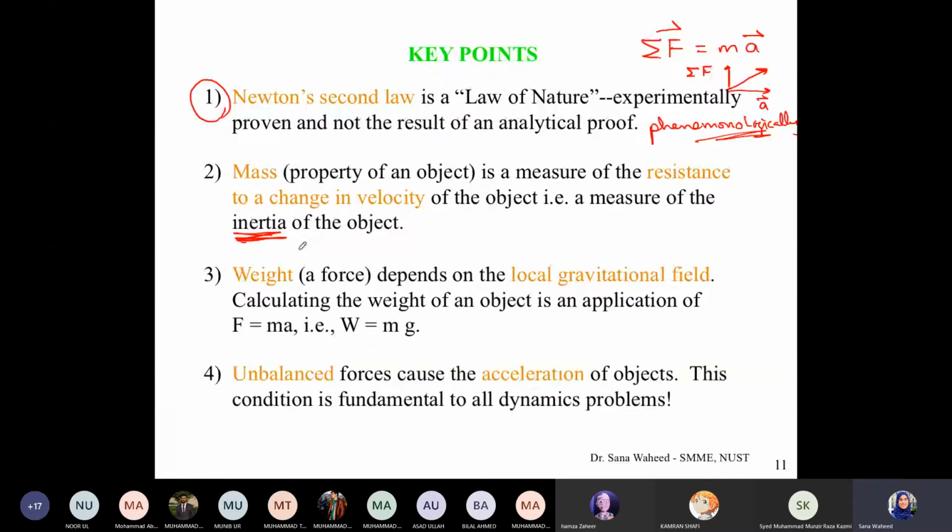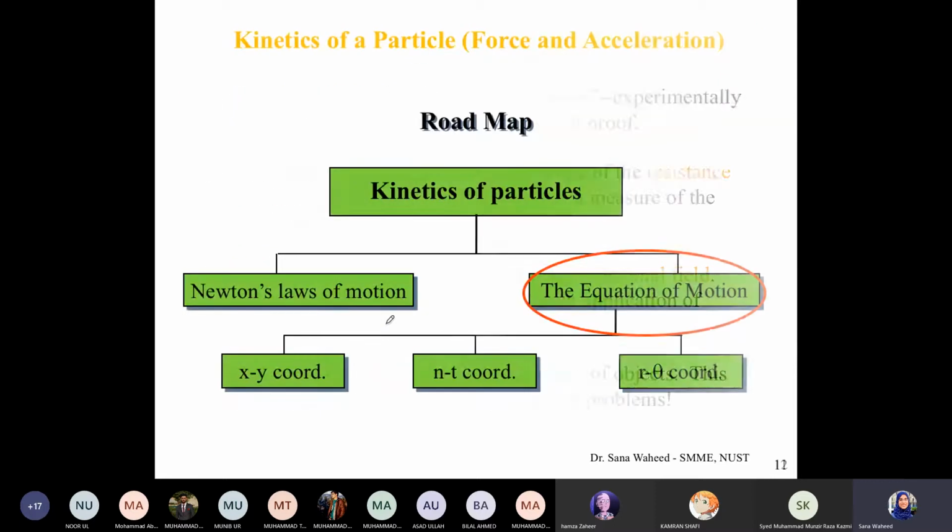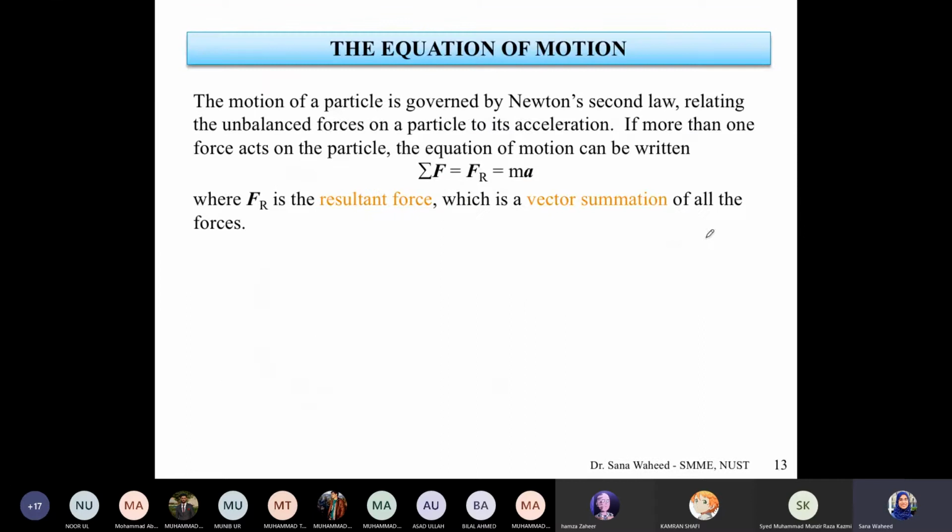We've discussed weight, and we've just discussed Newton's second law being the fundamental aspect of kinetics in dynamics, right? So let's jump into the second law of motion in a little bit more detail. As we've seen, this is the expression for the second law of motion, also known as the equation of motion, as I've already told you.